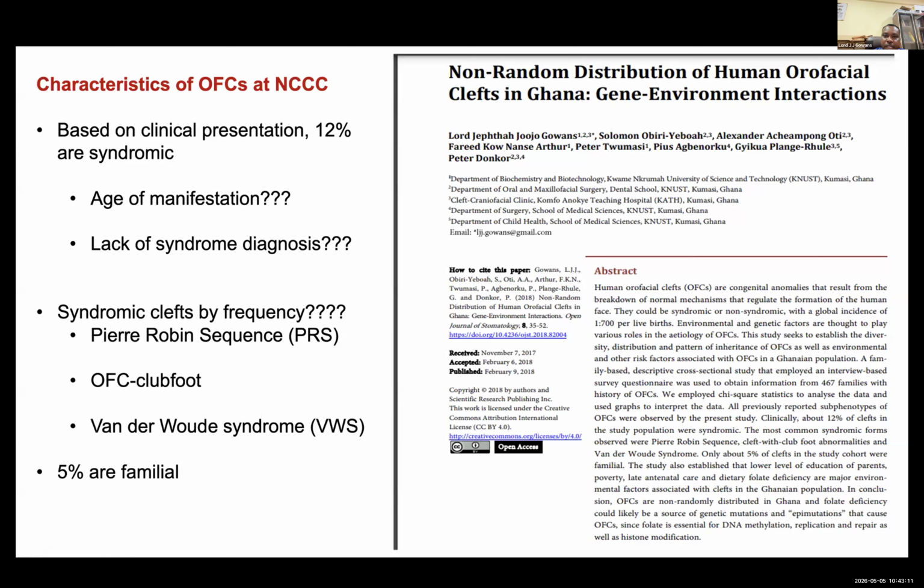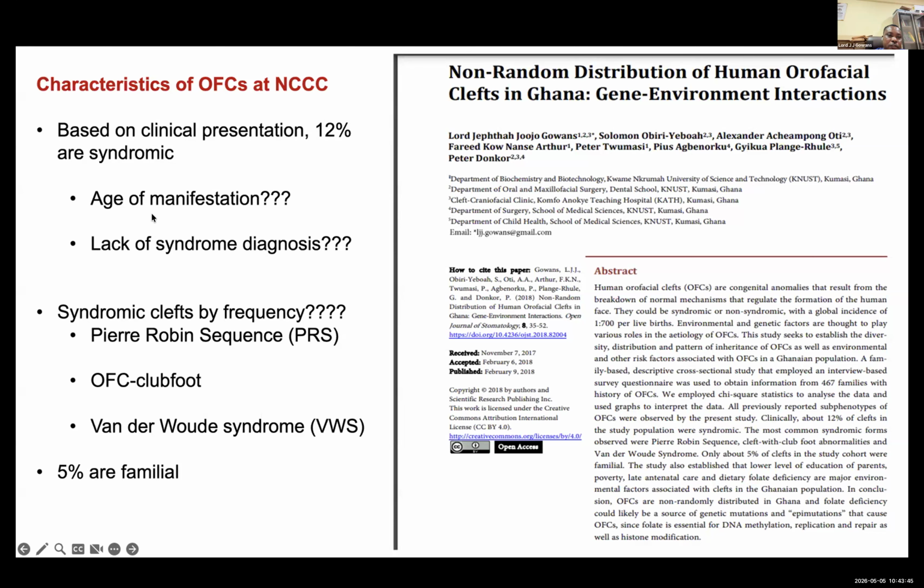Now, to put this into perspective, in our clinic, because there's no genetic testing, the multidisciplinary group comes together, looks at the cases, and determines whether they are syndromic or non-syndromic. Based on clinical evaluation, looking at the presentation at the time the patients show up, we estimated about 12% of them are syndromic.